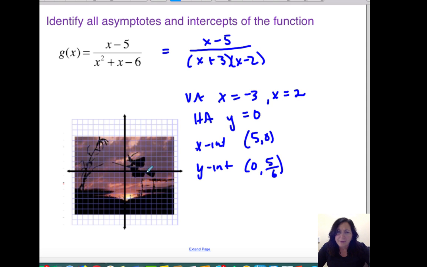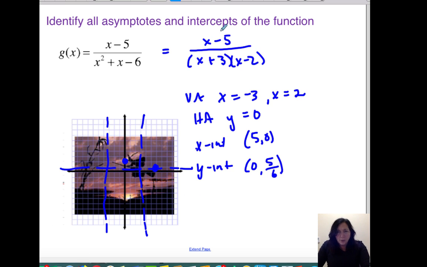So if we were to start graphing this, we would have a vertical asymptote at negative 3, which would be down this side. We would have a vertical asymptote at x equals 2, which is here. We have a horizontal asymptote at y equals 0. We have an x-intercept at 5, 0, and we have a y-intercept at 0, 5 over 6. Now, right here, you really don't have a lot of information. And so what I would suggest at this point is to plot points. You have to plot points because you will never get this graph like this unless you plot points.